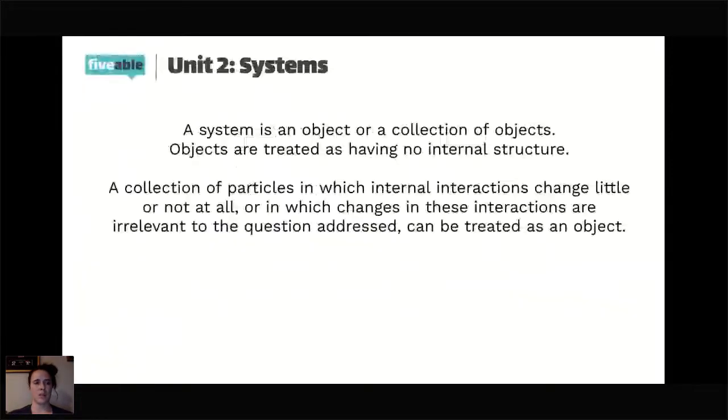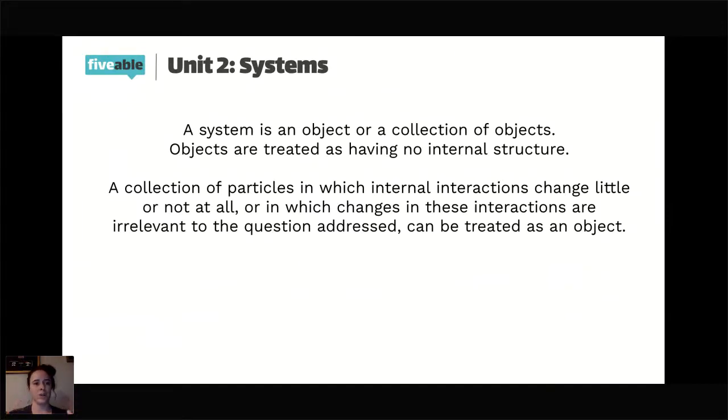All right, so systems. A system is just an object or a collection of objects. And when we're talking about objects, we treat them as if they have no internal structure. So when we say the ball rolls down the hill, we don't care what's happening to the molecules inside the ball. We're just saying the ball is an object. We don't care about the internal structure at all.